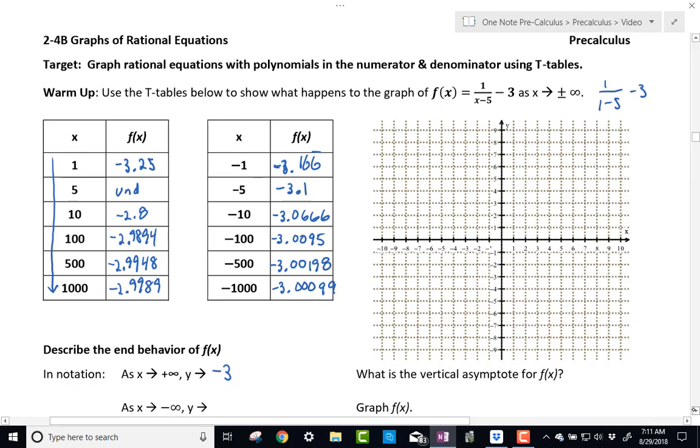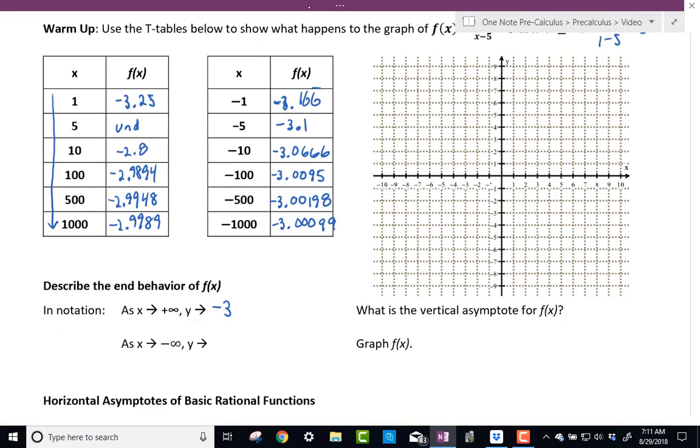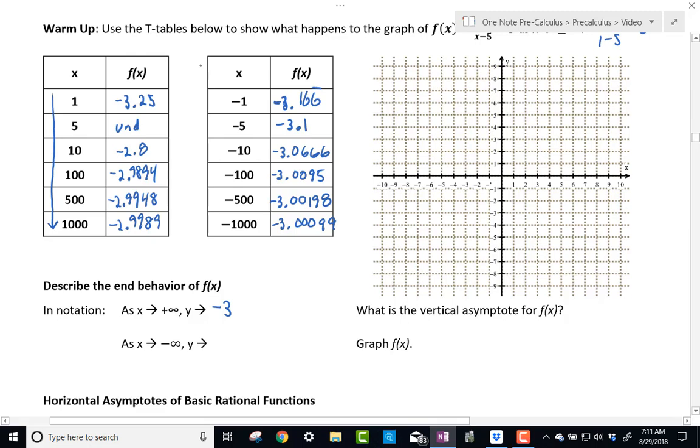So we would say that as x, looking at the left side of this table here, gets closer and closer to negative infinity, the y values on the right side are getting closer and closer to negative 3. So when that happens, we say that we have a horizontal asymptote. We're going to use HA, horizontal asymptote at y equals negative 3. So I can go ahead and graph that right away. I'll put a dashed line here at negative 3.